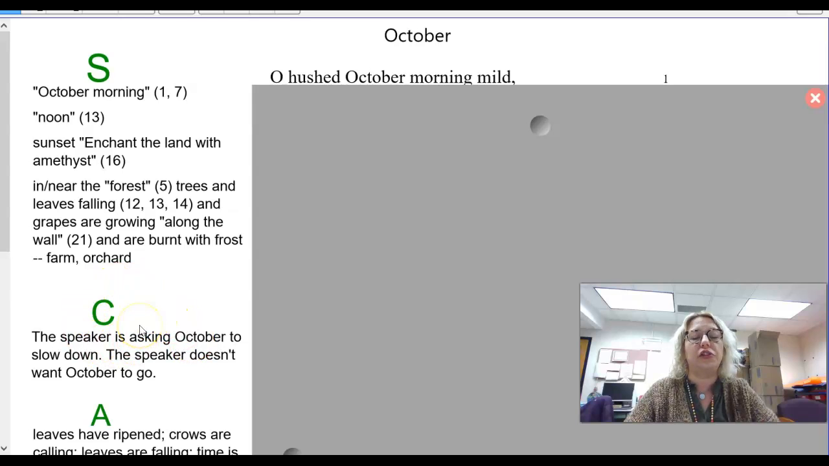C stands for character. And we always at least have one character in a poem, that being the speaker. We need to use that term, the speaker, when we talk about that voice. It's not Frost necessarily, the poet. It is an entity that he has created, much like a novelist creates a narrator. So what do we know about the speaker? The speaker is asking October to slow down. The speaker doesn't want October to go, and he employs a lot of different techniques to try to convince October to slow down.